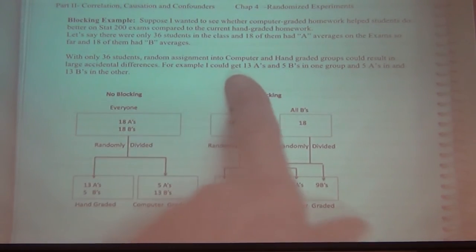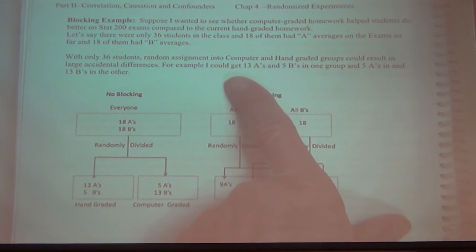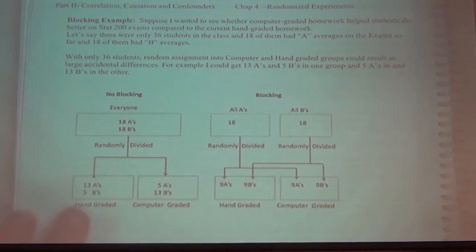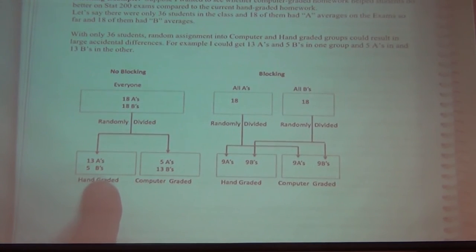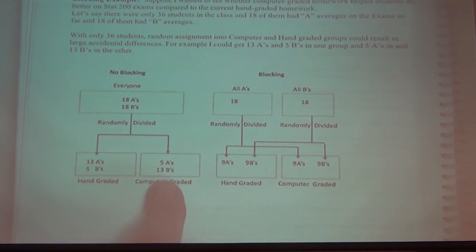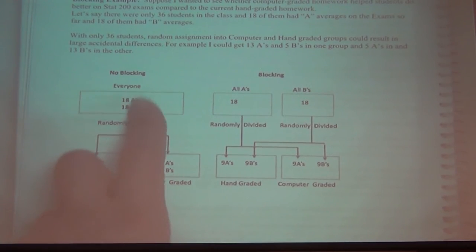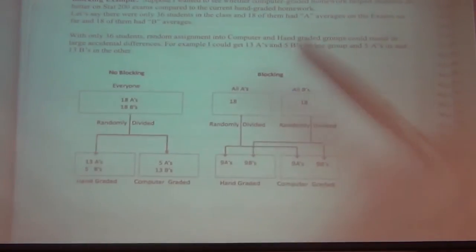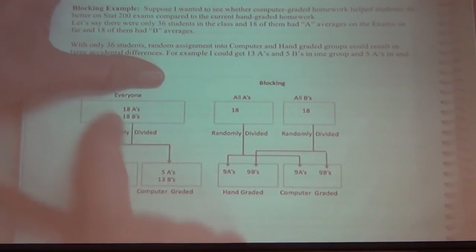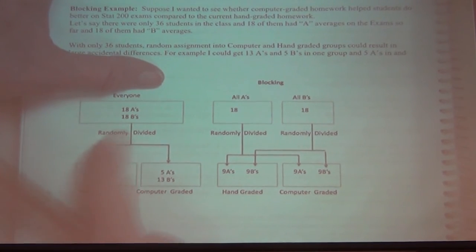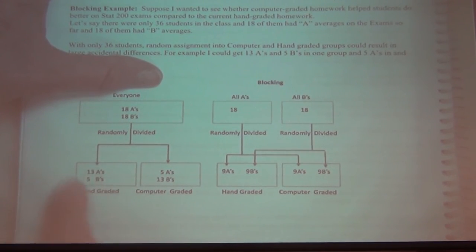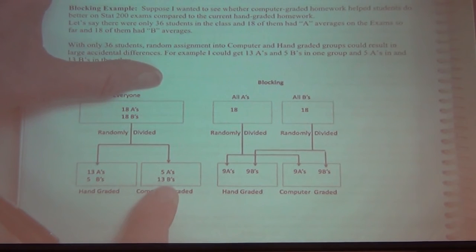For example, I could get just by chance 13 A's and 5 B's in one group, and 5 A's and 13 B's in the other group. You don't know what blocking is yet, but if I just took the 18 A's and 18 B's and randomly divided them, I could get an overwhelmingly unbalanced result.